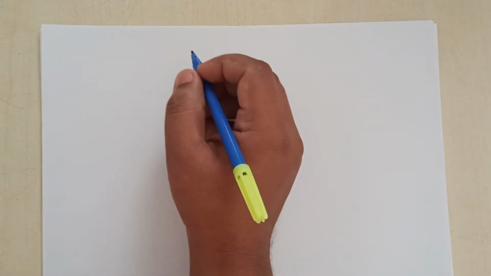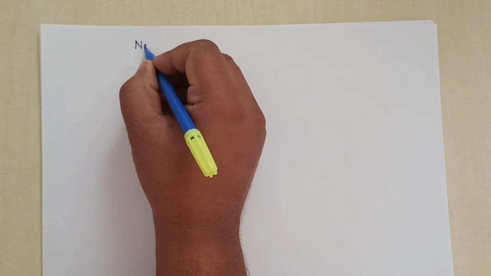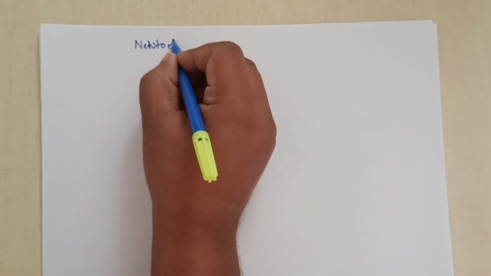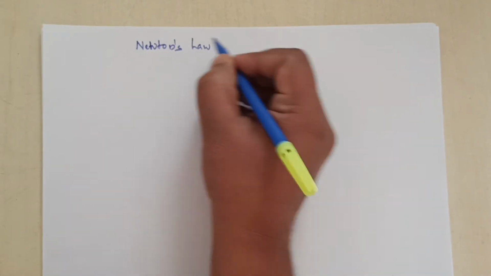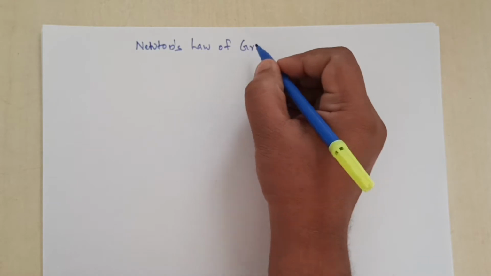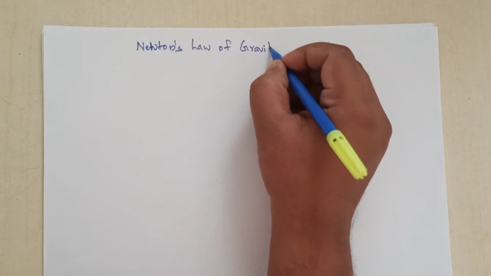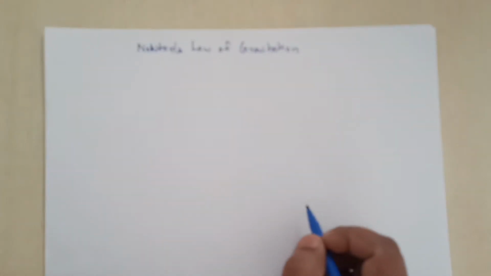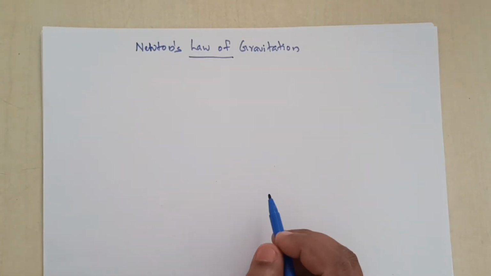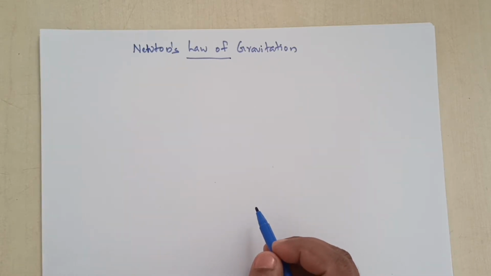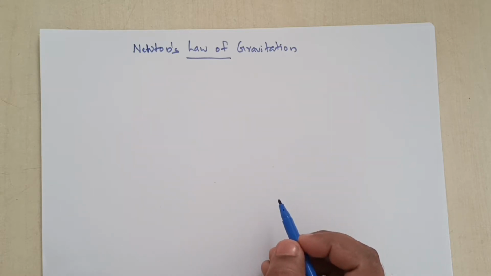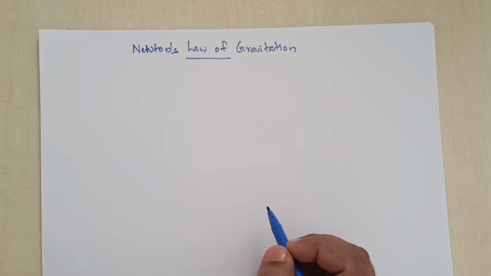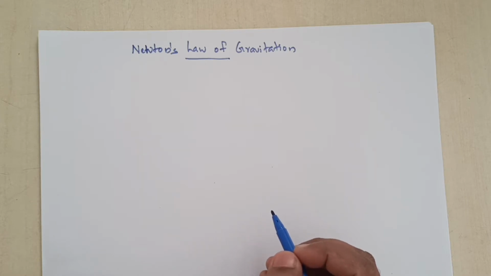So in this video we will be looking at Newton's law of gravitation, or we call it the universal law of gravitation. Okay, so Newton's universal law of gravitation states that every particle in the universe exerts a force on every other particle along the line joining their centers.